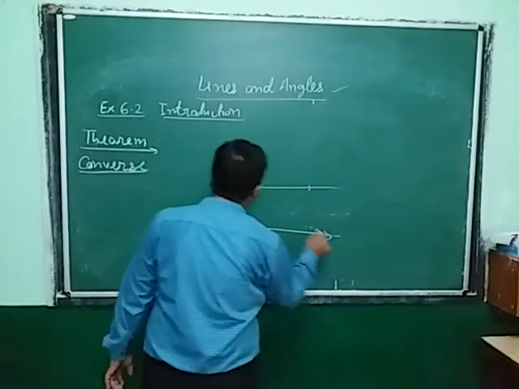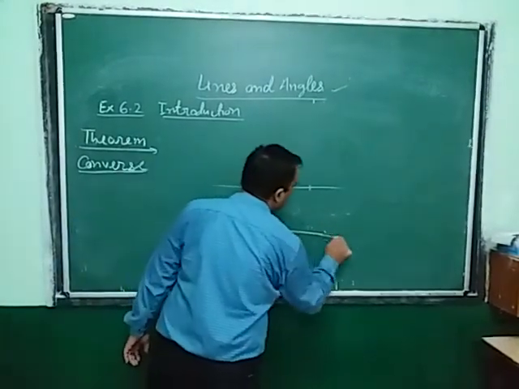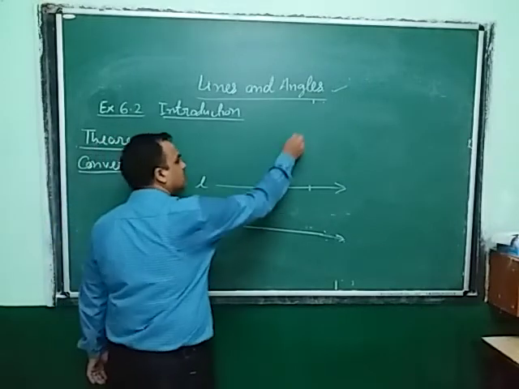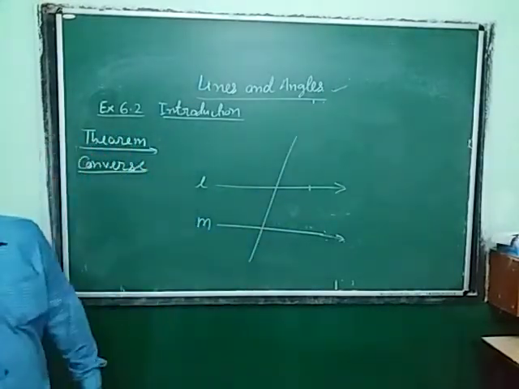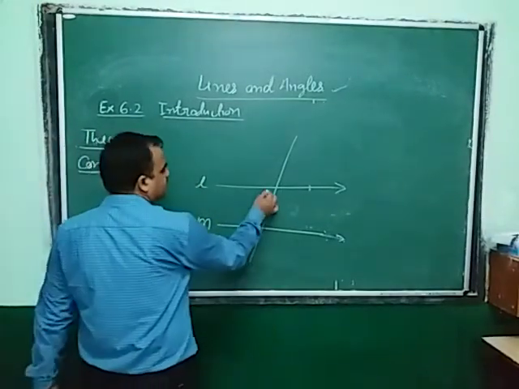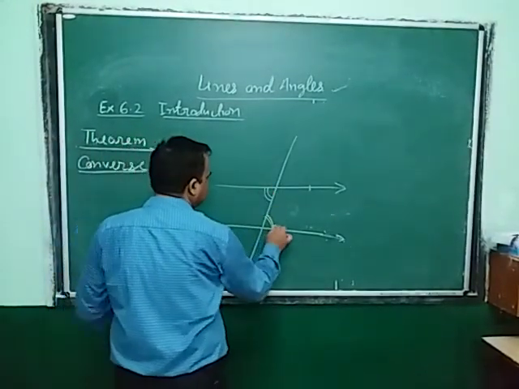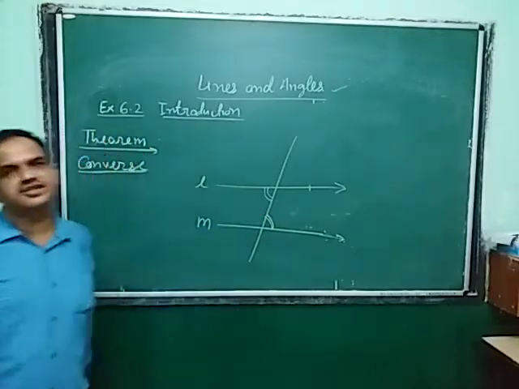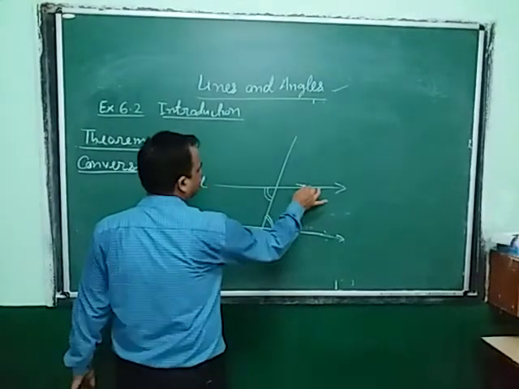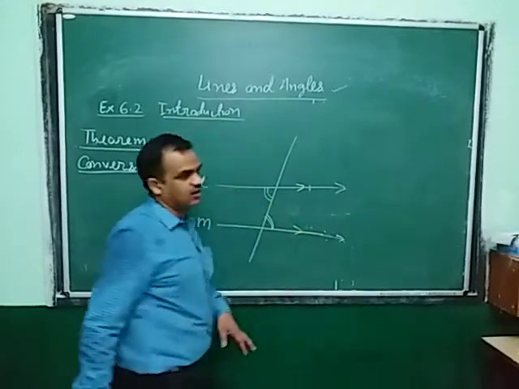Suppose these two are the given lines and they are not given as parallel. These are any two lines. This one is the transversal. Now the theorem is: if these two angles, that is alternate interior angles, are equal, then the lines are parallel. Then these two lines are parallel.